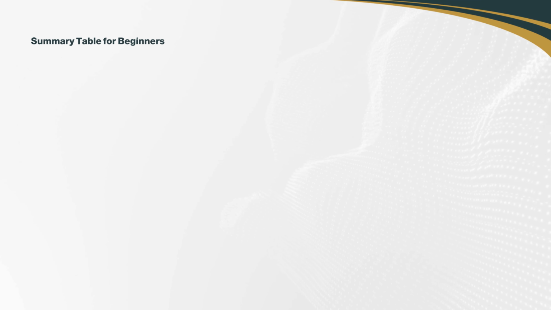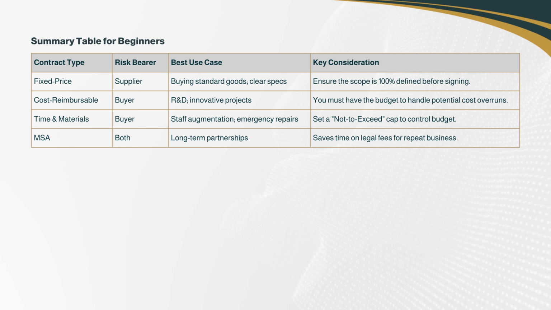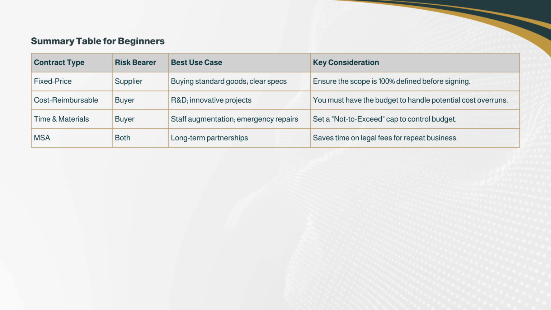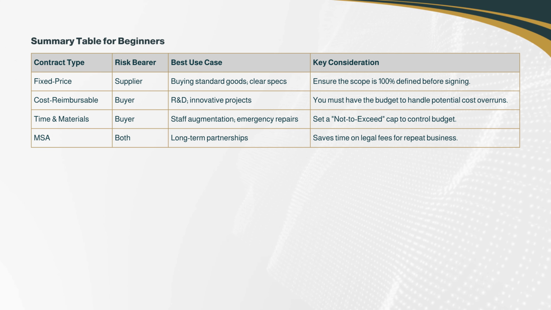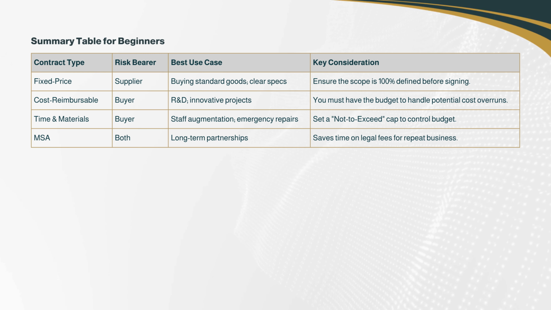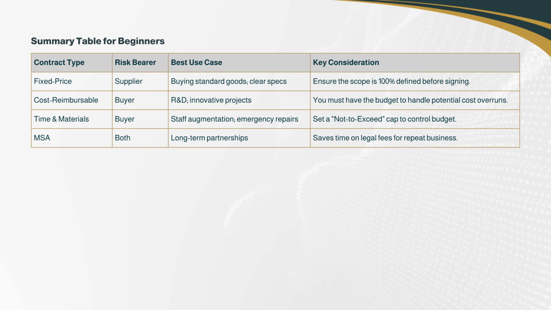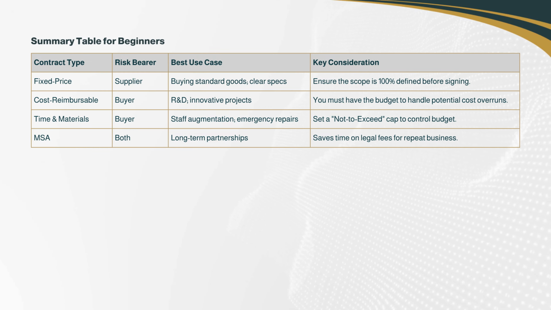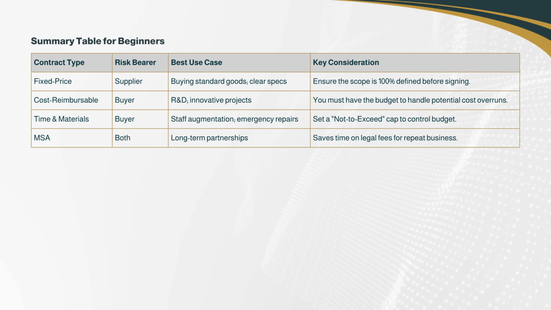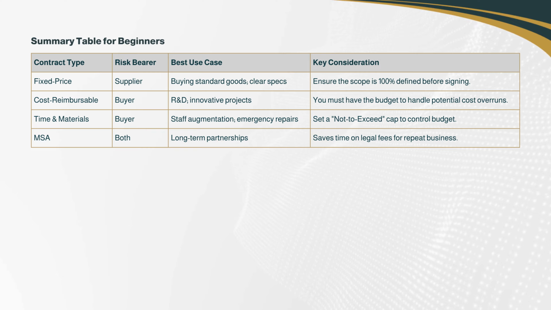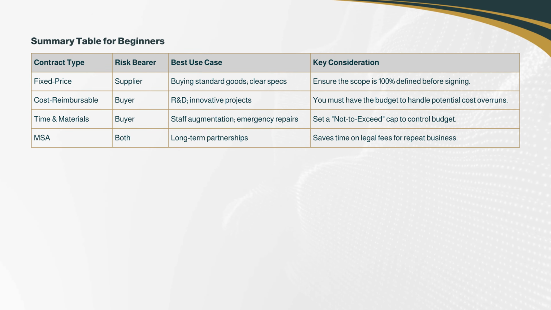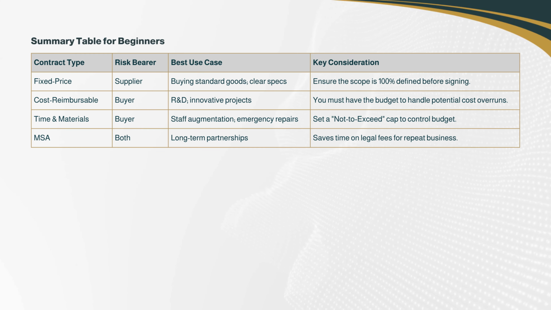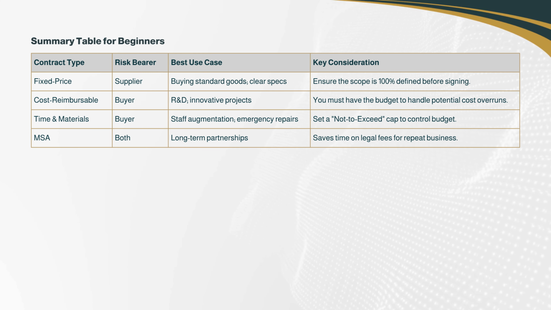Summary table for beginners. Contract type, risk bearer, best use case, key consideration. Fixed price: supplier bears the risk, best for buying standard goods; clear specs, ensure the scope is 100% defined before signing. Cost-reimbursable: buyer bears the risk, best for R&D and innovative projects; you must have the budget to handle potential cost overruns. Time and materials: buyer bears the risk, best for staff augmentation and emergency repairs; set a not-to-exceed cap to control budget. MSA: both bear risk, best for long-term partnerships; saves time on legal fees for repeat business.